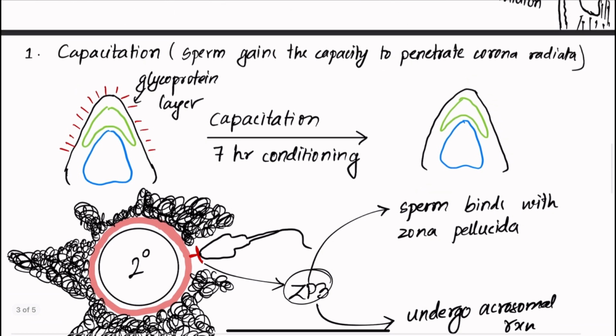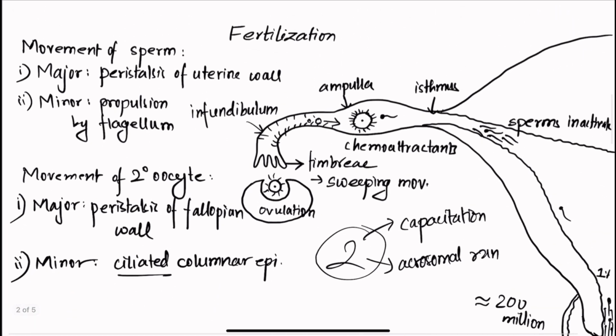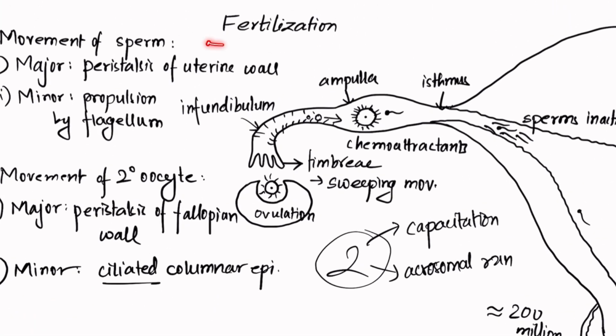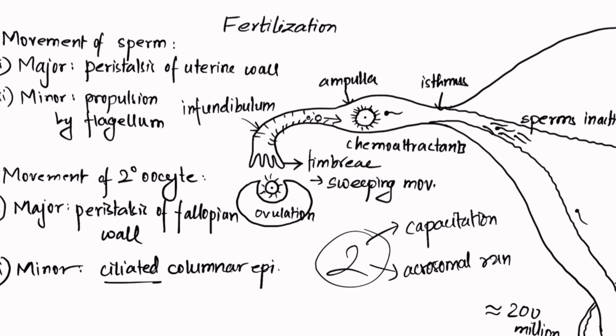Let me revise the whole thing for you in very short. Okay, so fertilization takes place in the ampulla of the fallopian tube of the female reproductive organ. Around 200 million sperms are deposited from one ejaculation. The sperms reach the fallopian tube with the help of the peristaltic contraction of the uterine wall, and by very little with the help of the propulsion by its tail. Once the sperms reach the beginning of the fallopian tube, they become inactive.